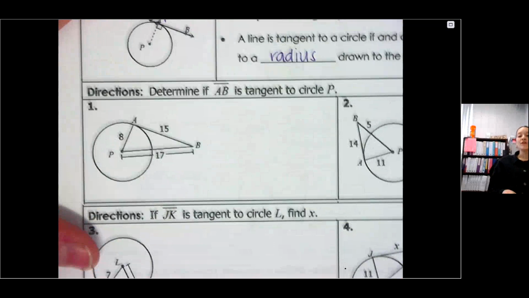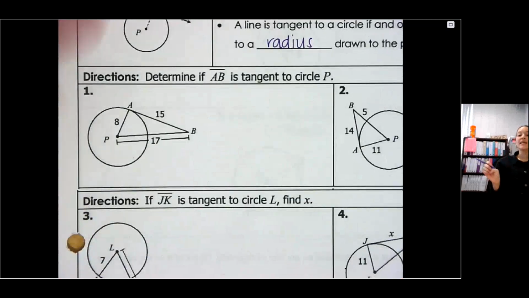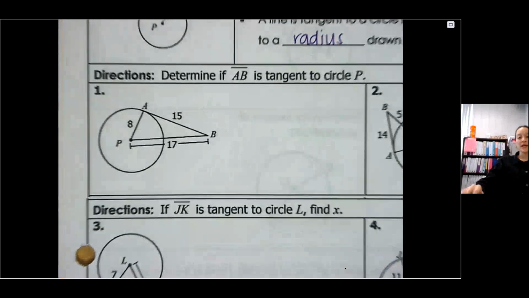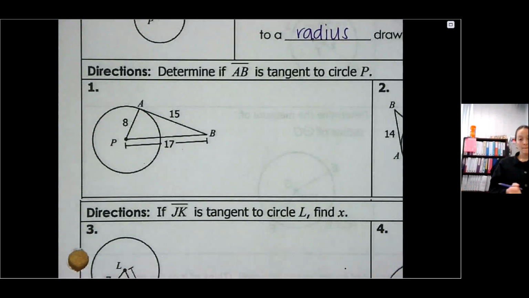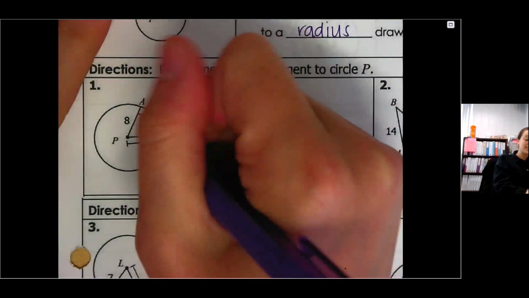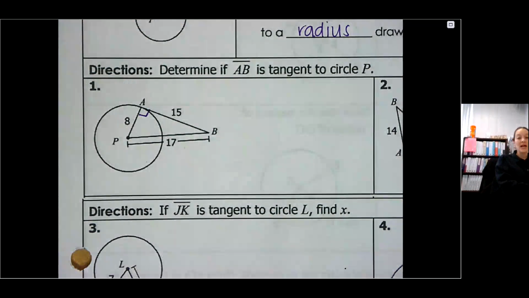Okay, so for numbers 1 and 2, we're going to determine if AB is tangent to the circle or not tangent to the circle. So in number 1, here's your triangle. First of all, where does your 90-degree angle go? At which point, A, B, or P? At point A. So if this is a tangent line, A would be a 90-degree angle.